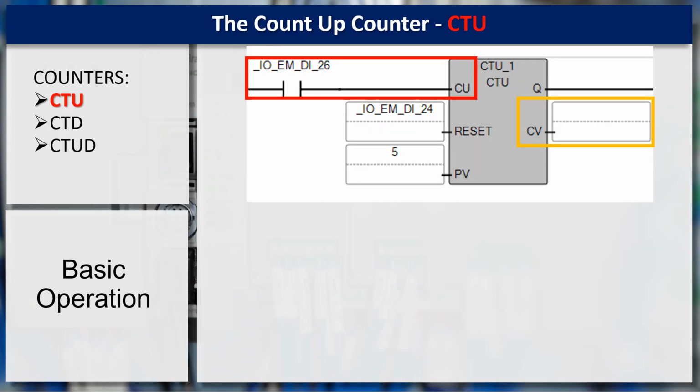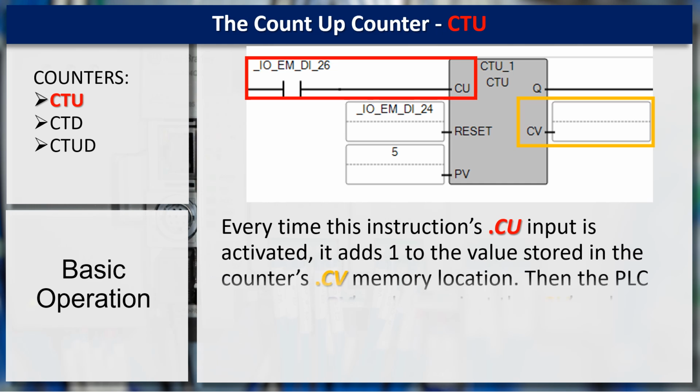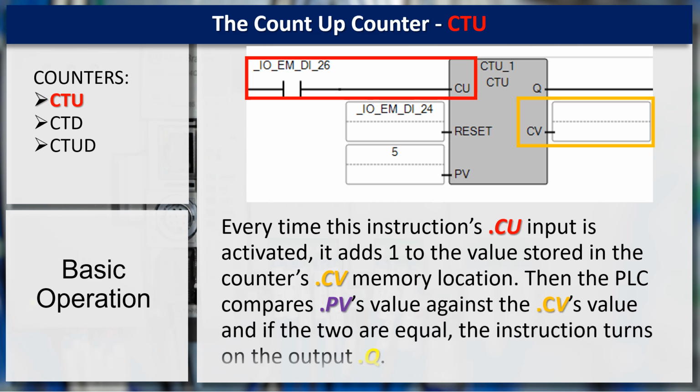Okay, let's begin by looking at the basic operation of a count-up counter, or CTU. Every time this instruction's .cu input is activated, it adds 1 to the value stored in the counter's .cv memory location. Then, the PLC compares the PV value against the CV value, and if the two are equal, the instruction turns on the output Q.